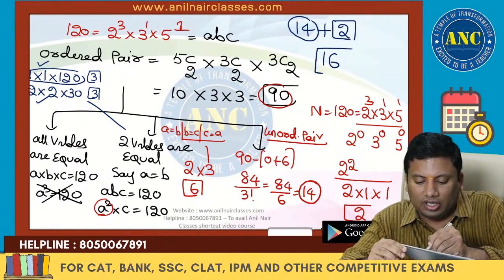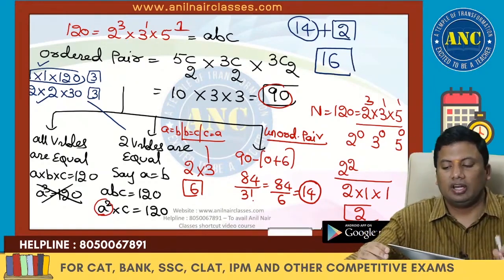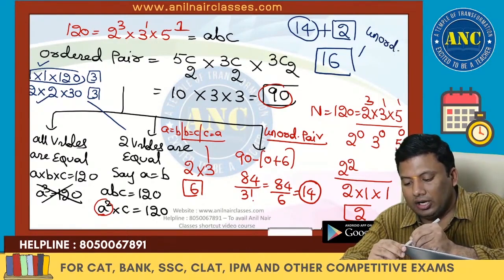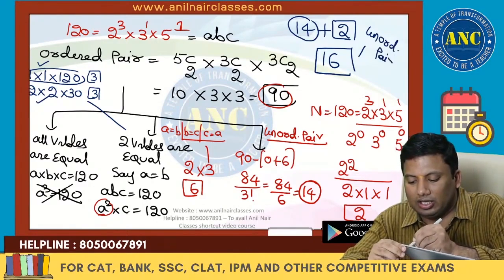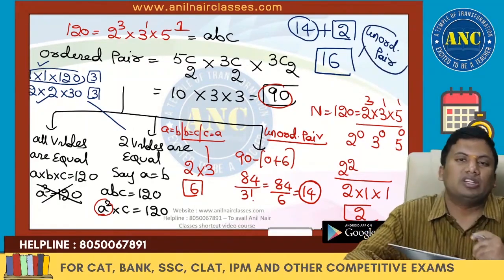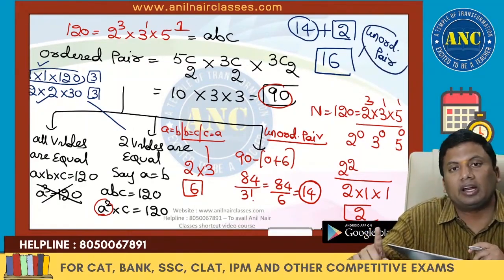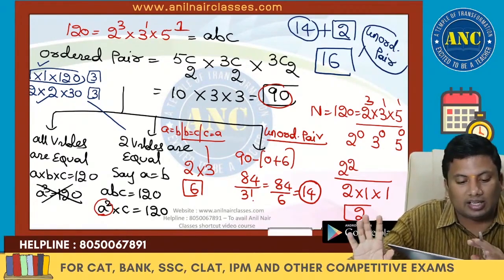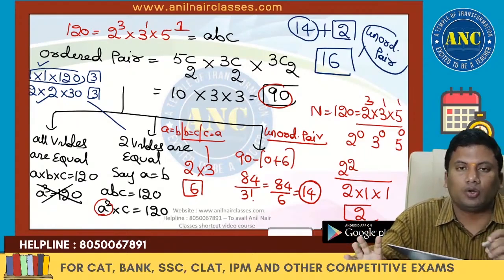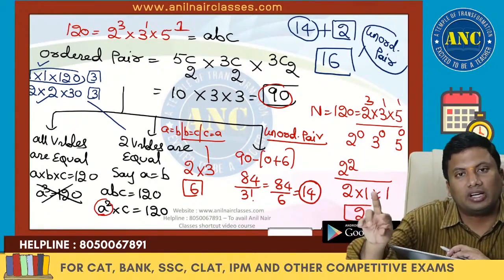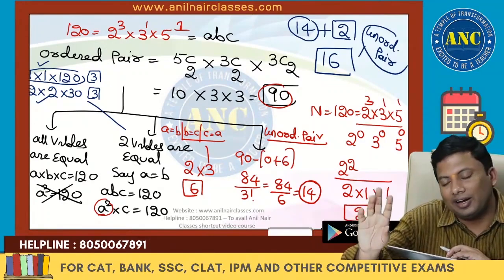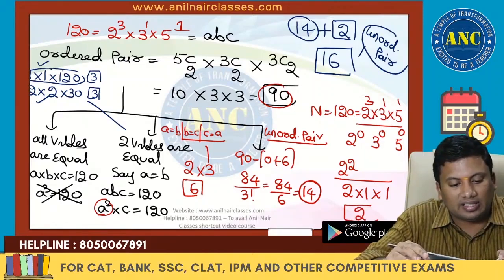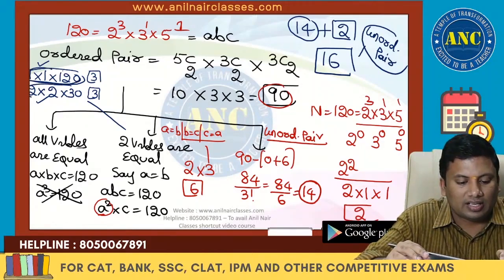Answer for this question is nothing but 16. What is this 16? 16 is nothing but an unordered pair. What is the difference between ordered pair and an unordered pair? Unordered pair, the order in which you write does not matter. So 1 into 1 into 120, 120 into 1 into 1, 1 into 120 into 1, all that is considered as one way.